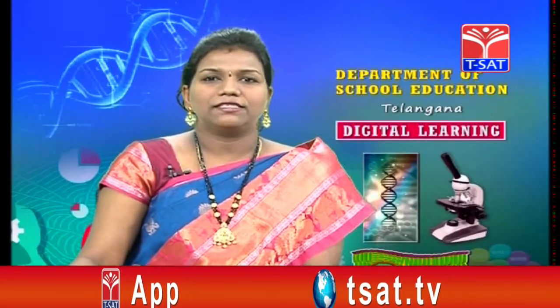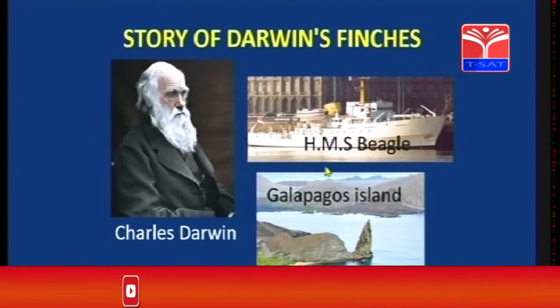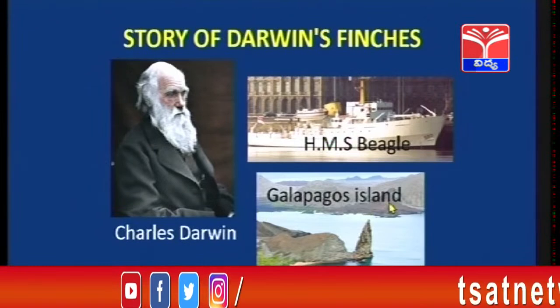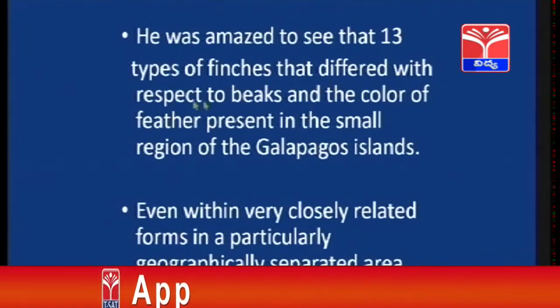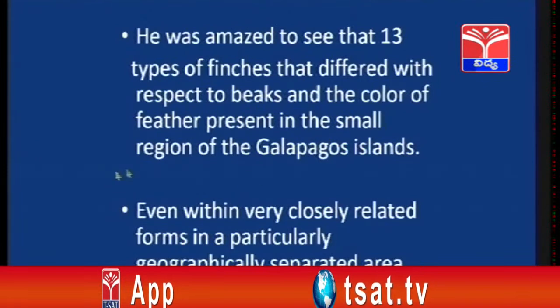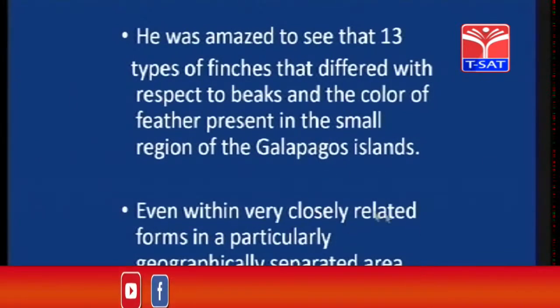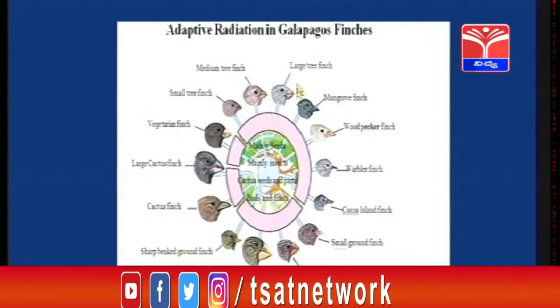Story of Darwin's finches. You know children, he is Charles Darwin. In his ship HMS Beagle, he went to the Galapagos islands. He was amazed to see that 13 types of finches that differed with respect to beaks and the color of the feather were present in the small regions of the Galapagos islands, even among very closely related forms in a geographically separated area. You can see children, these are the types of the finches.